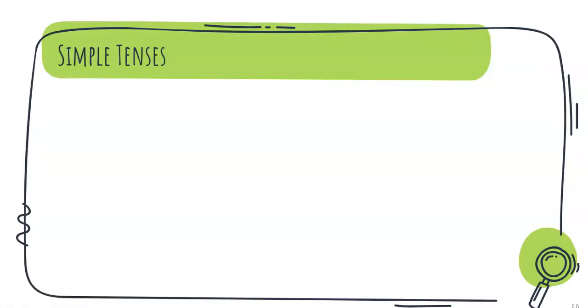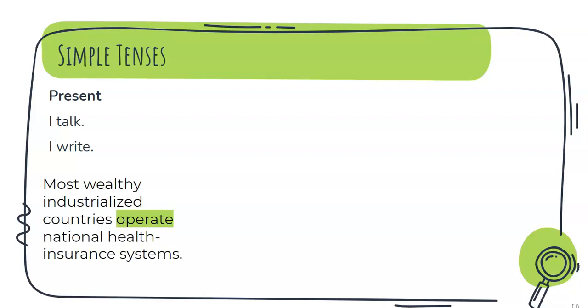Verbs are complicated, so let's just start with the basics. Simple tenses. Use the simple present to indicate actions that take place in the present or that occur habitually. I talk and I write. I'm using talk because it's a regular verb and write because it's irregular. Most wealthy industrialized countries operate national health insurance systems. The simple present tense verb is operate.